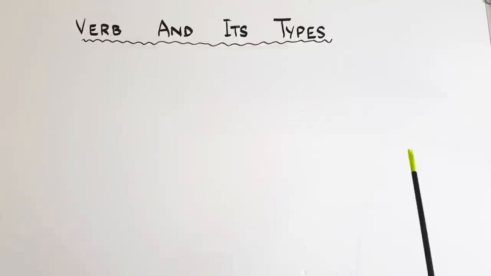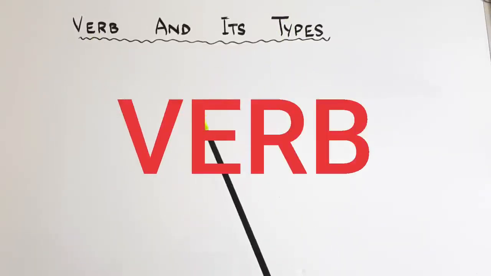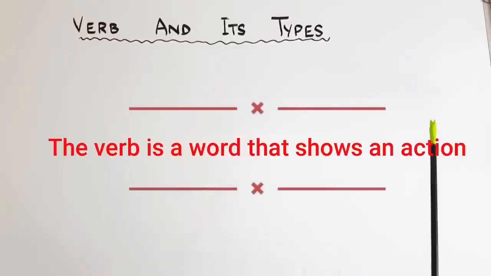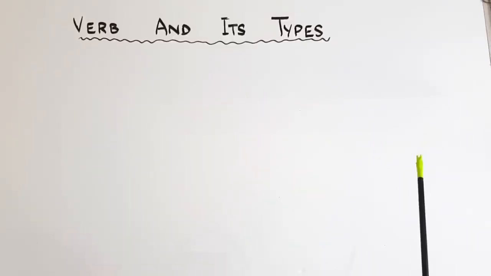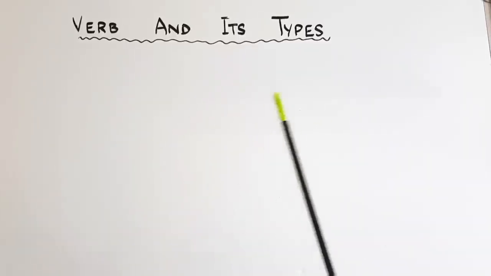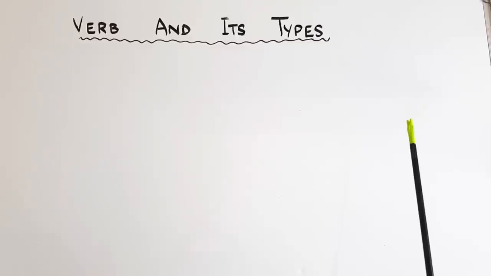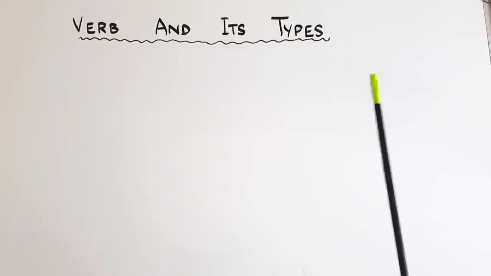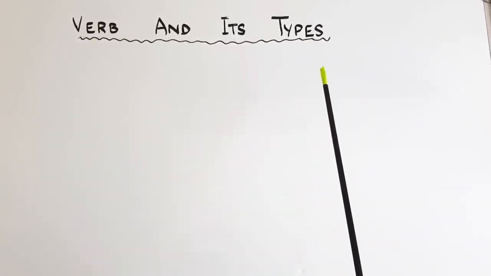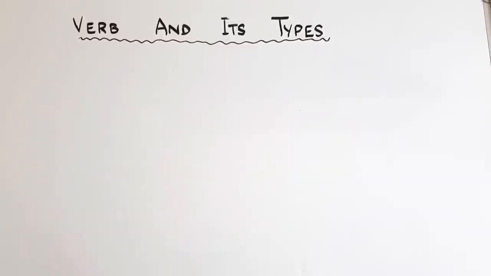Hope everyone is well. The term verb must be quite familiar to you. But if you know this definition only, that verb is a word that shows an action, so this video is for you. Because this definition of verb is valid only till kindergarten. And if you are not in kindergarten, you need to learn a little more about verb and its types. So come on, without any delay, let's dive into it.